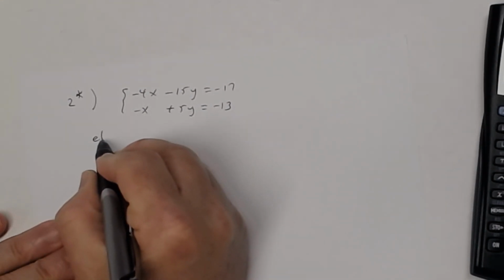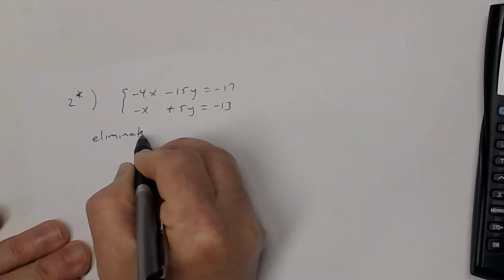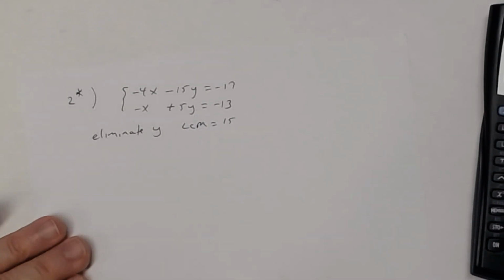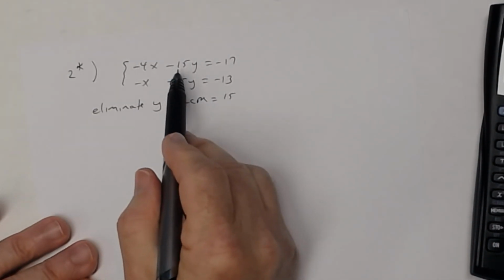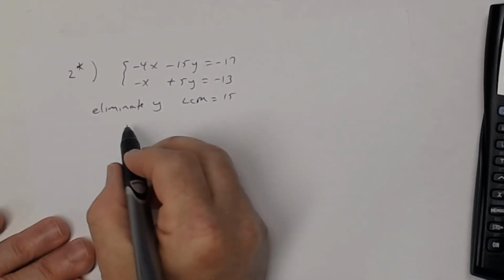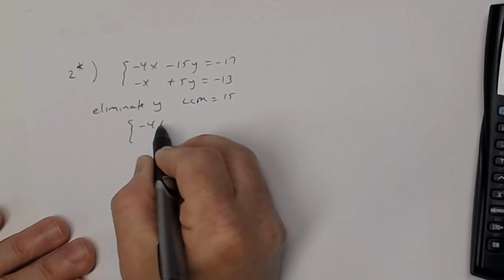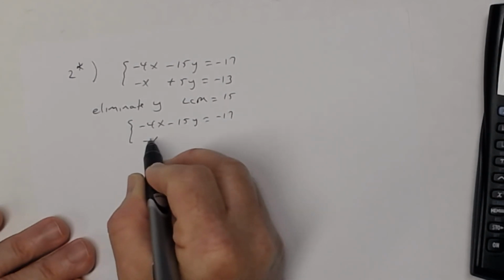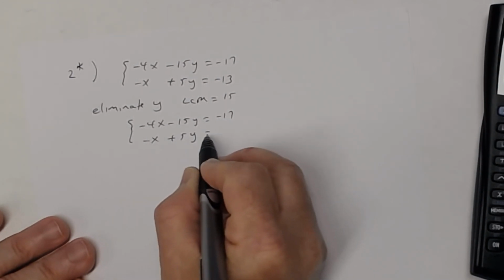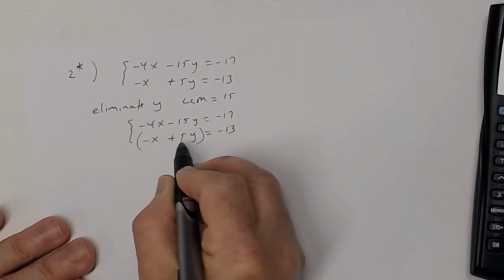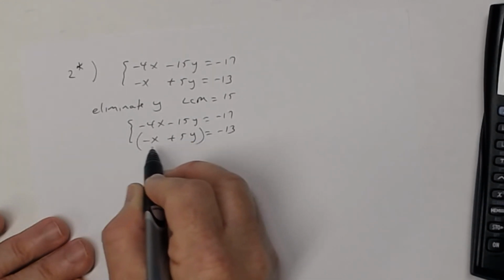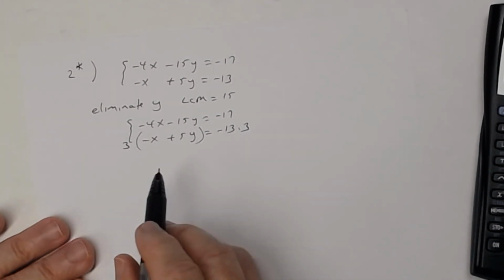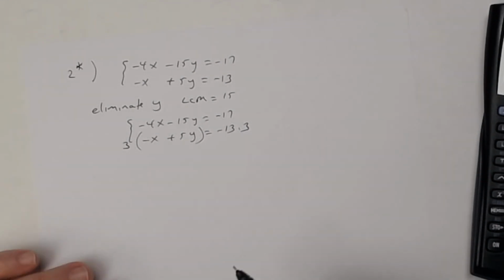All right, so let's go ahead and eliminate the y. You found the least common multiple to be 15. Since this is negative, then this has to be positive. So let me rewrite this over. I'm going to multiply, this is 5. 5 times 3 is 15. So I'm going to multiply both sides by 3. And you're going to see you can get the same answer. You're going to get 8, negative 1.